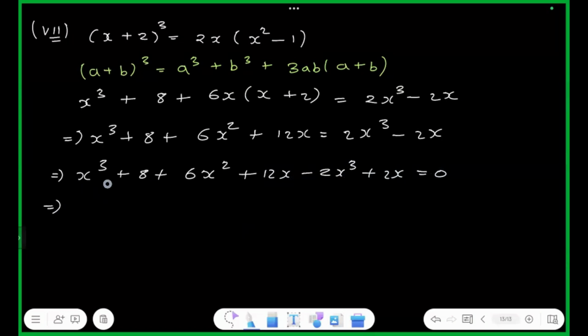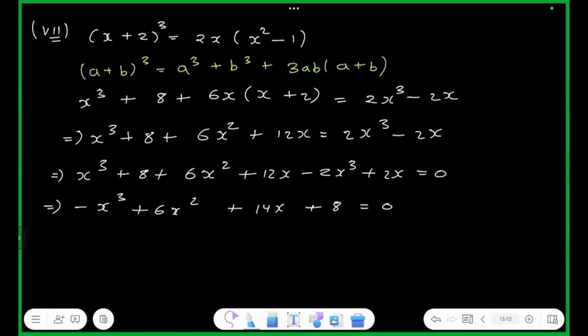Now x cube minus 2x cube, so what will we remain with? Minus x cube. 6x square. Here we have no other square term, so it will be 6x square only. After that plus, and now see the x terms: 12x and 2x, so 14x. And then plus 8 is equal to 0. Now here see one thing: the highest power of x is 3, not 2. So it's not a quadratic equation.